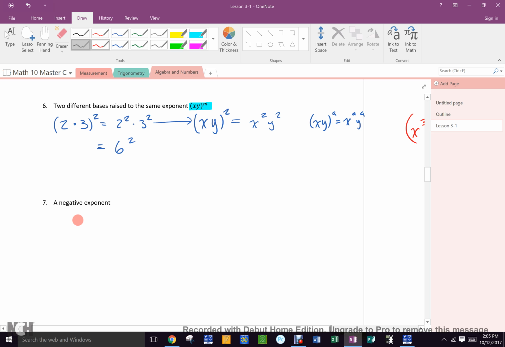Negative exponents. 7 to the negative 3. What does that mean? Don't say anything for a moment. Do not tell me anything you are going to do to it. Tell me what it means.